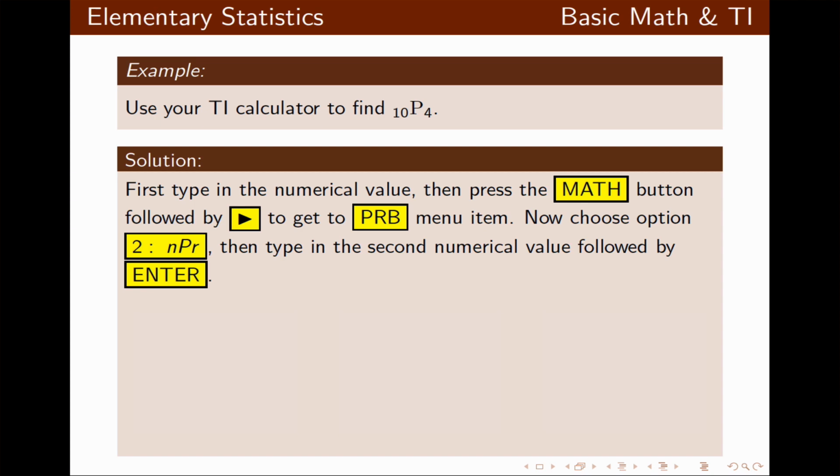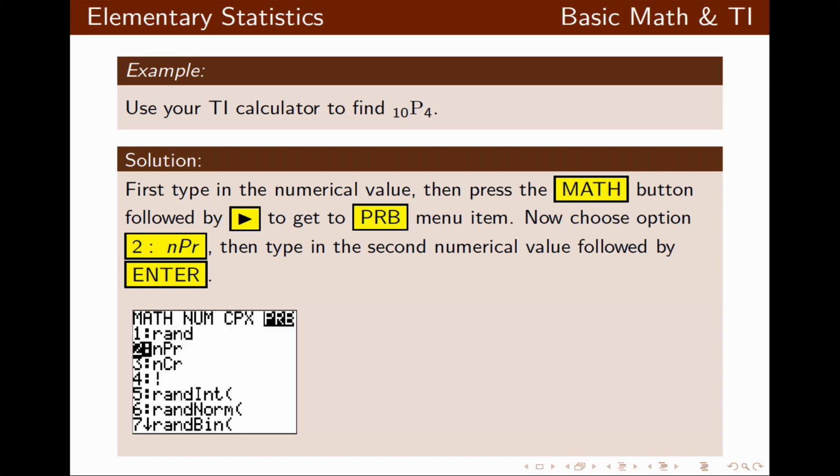So again, you're going to type in the first number 10, then Math, PRB, option number 2, and then the second number, and then hit Enter.